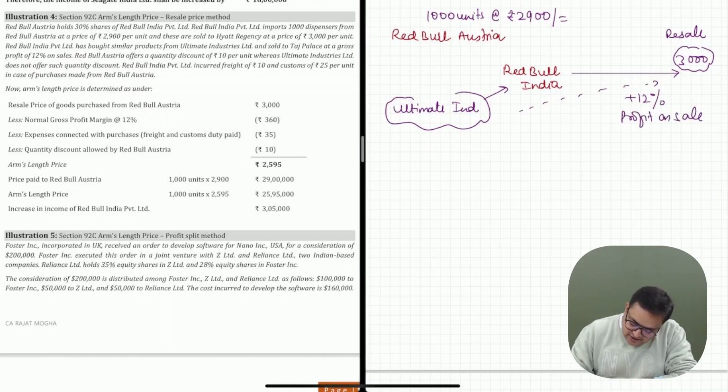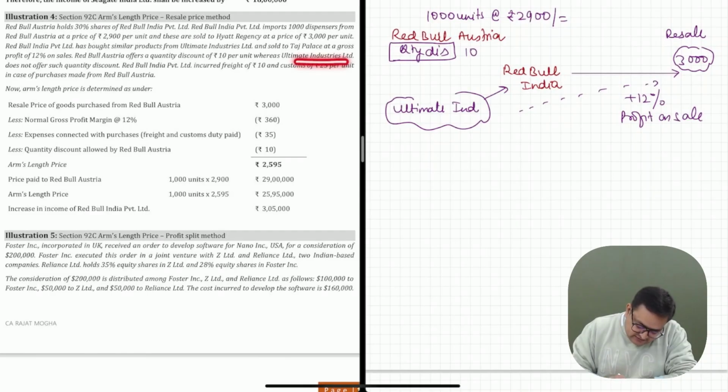Very, very important. You have to see whether this profit margin is given on cost or on sales. Now, Red Bull Austria offers a quantity discount. So there is a functional difference. We will say 10 rupees. So they actually give a quantity discount also. So here we are getting a quantity discount also. Okay. And 10 rupees is the quantity discount.